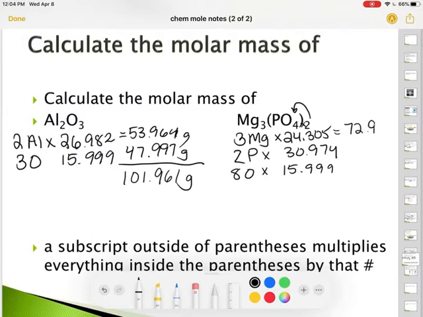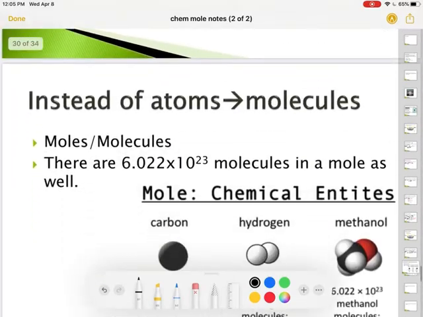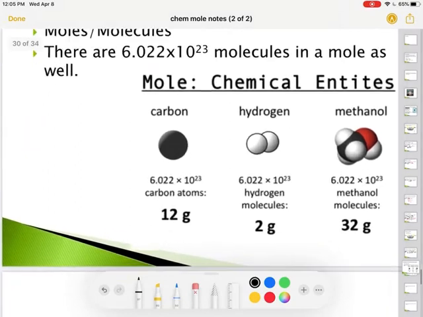This gives me 72.915, 61.948, and 127.992, which totals 262.855 grams. Okay? All right, so now we're doing mole calculations.